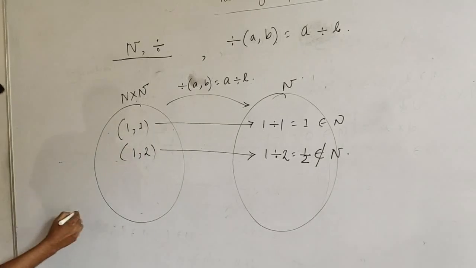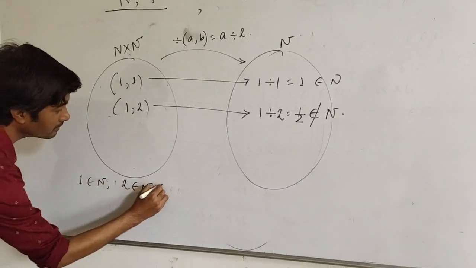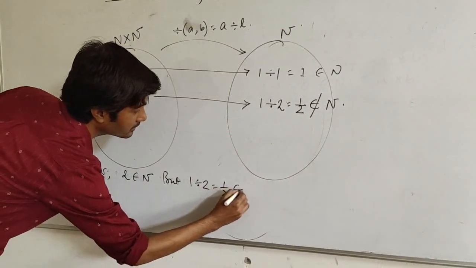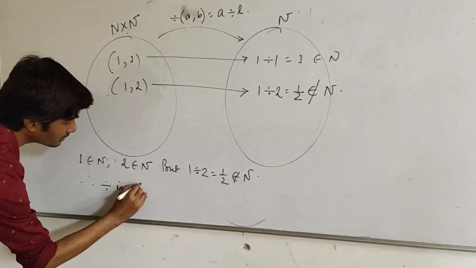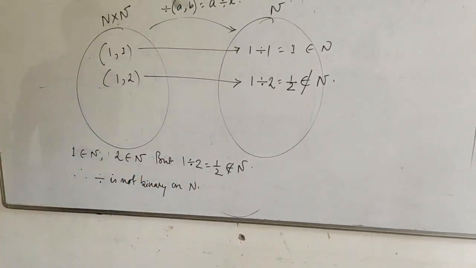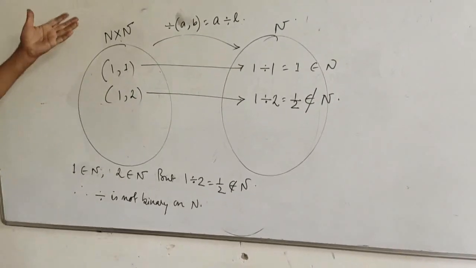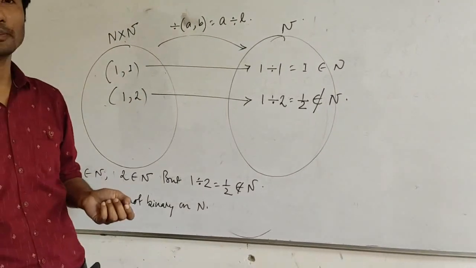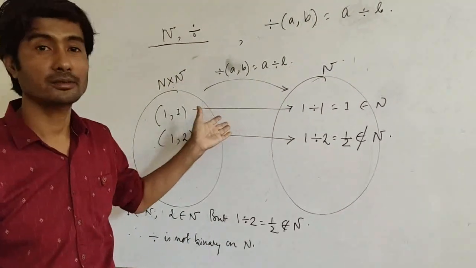How will we explain this? 1 belongs to N, 2 belongs to N, but 1 divided by 2, which is half, does not belong to N. Therefore, division is not binary on the set N. So, this is all about the set N, along with the operations addition, subtraction, multiplication and division.